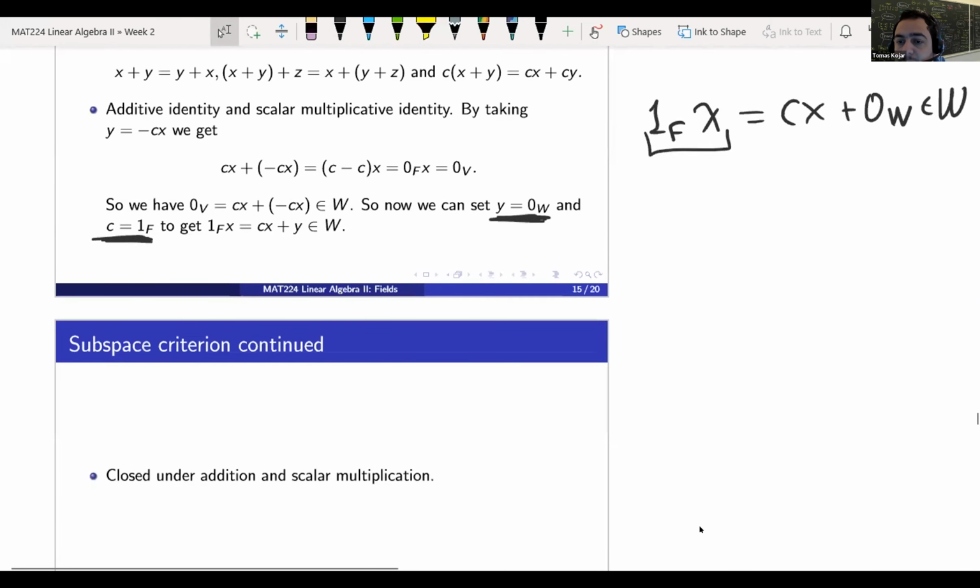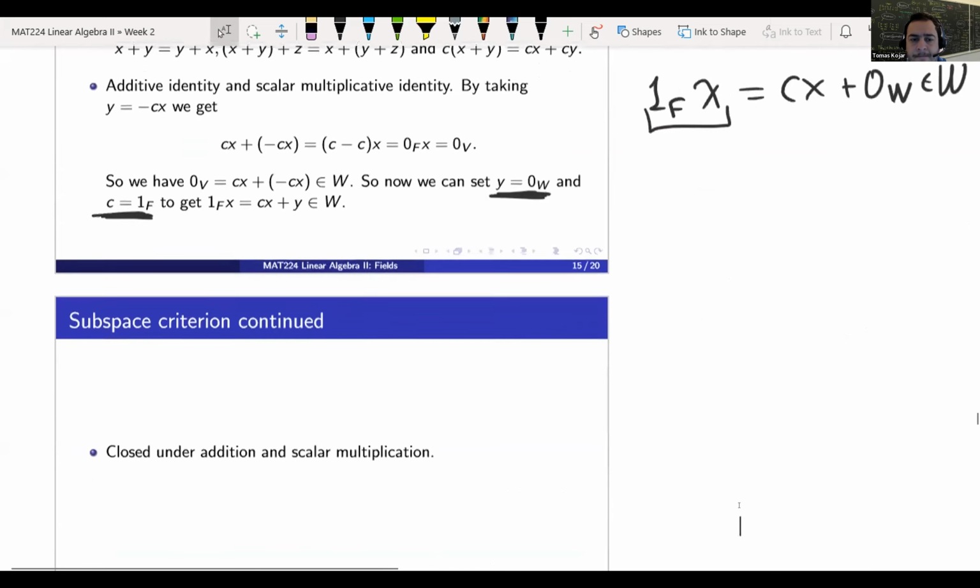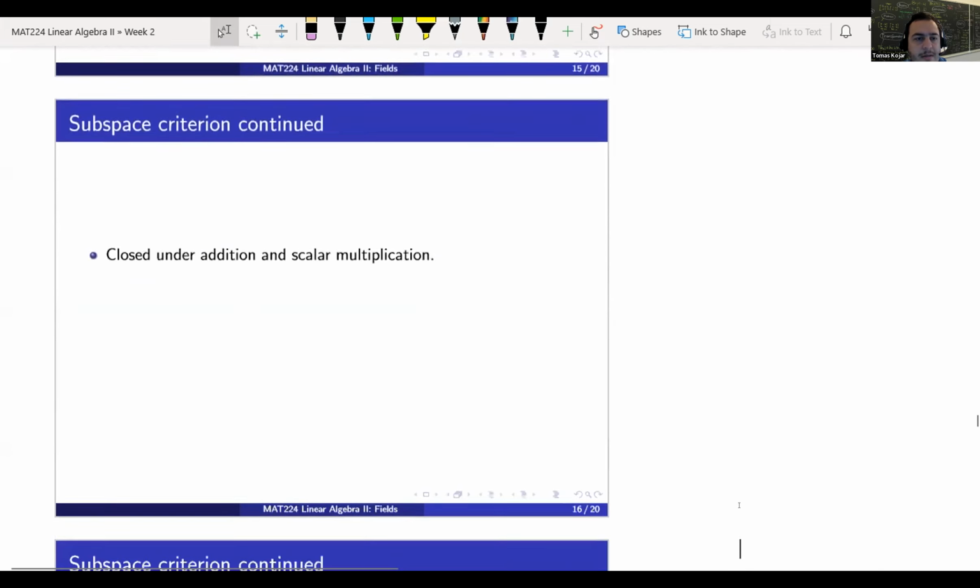x + y was supposed to be a vector, yeah, that's right. (x, y) is a vector, a vector in R^2. All right. What else?